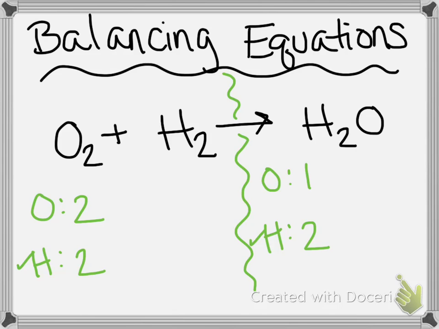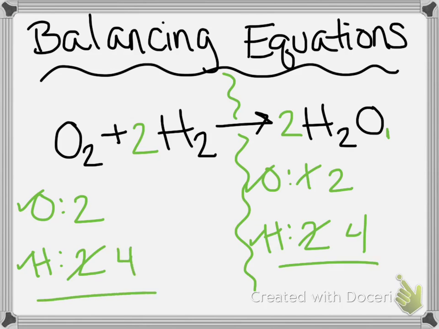So what can we multiply H2O by to get 2 oxygen? So pretend there's a little 1 there. So a 2. So now though, we have 2 oxygen, but we also now changed it and now we have 4 hydrogen. So now the oxygens are equal, but the hydrogens no more. So to get 4 hydrogens on the left side, you just multiply by 2. So 2 times 2 is 4. So now you have 4 hydrogen, 2 oxygen, 2 oxygen.